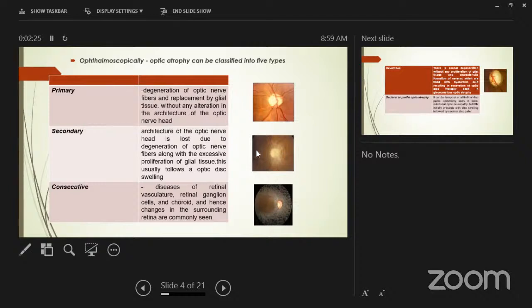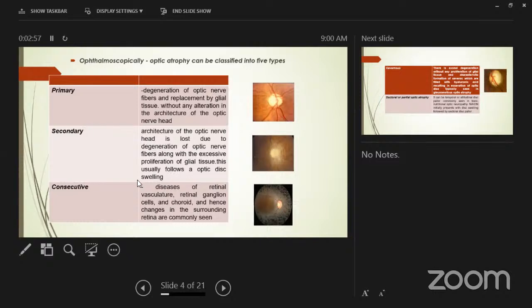In the secondary type, the architecture of the optic nerve head is lost due to degeneration of the optic nerve fibers along with excessive proliferation of glial tissue. This usually follows optic disc swelling. Here the color of the optic disc is usually dirty white. There is perivascular sheathing and loss of the optic cup, which is replaced by hyaline tissue, as well as the surrounding area. In papilledema, there will be Paton's lines.